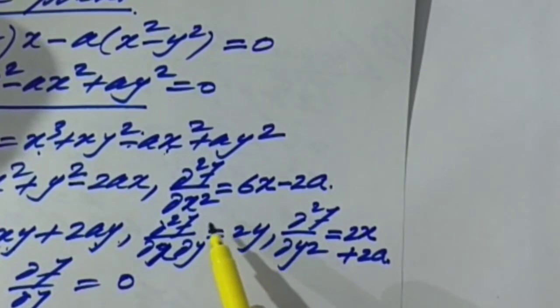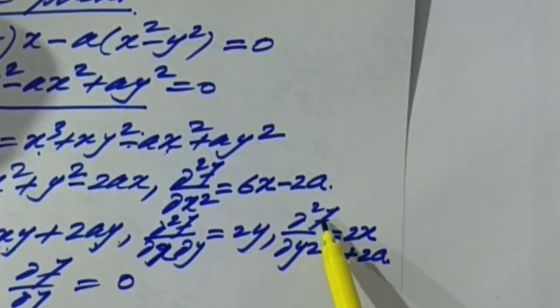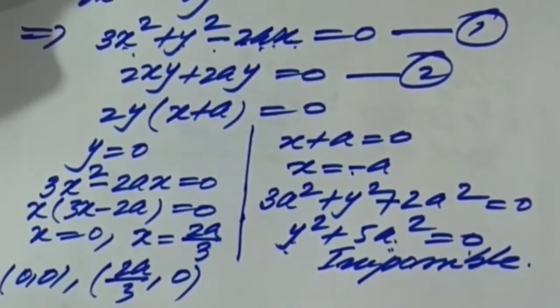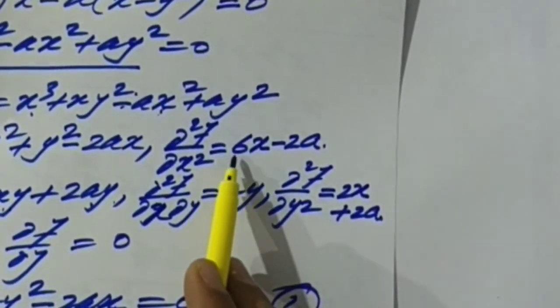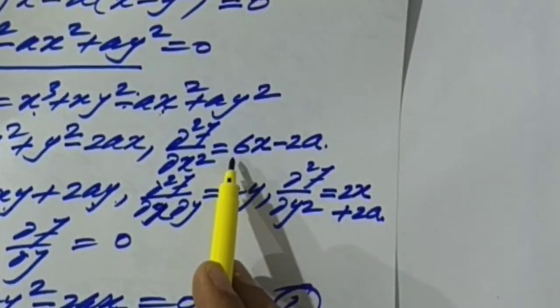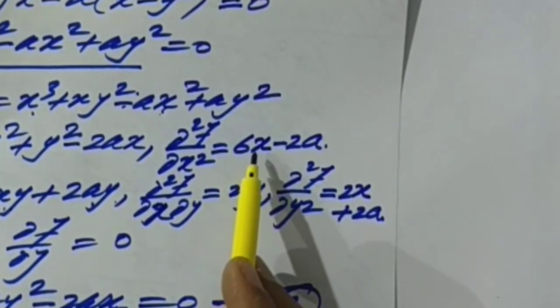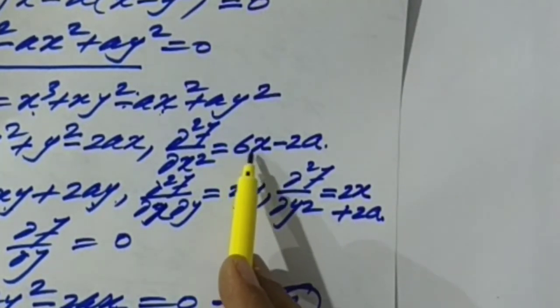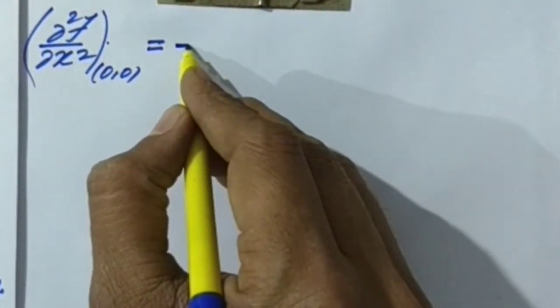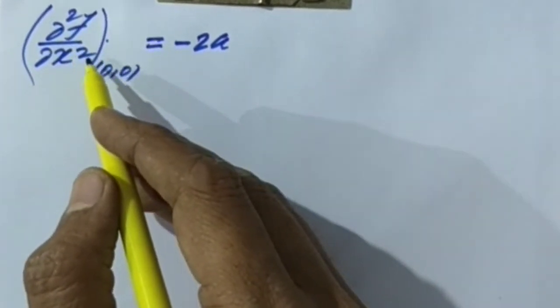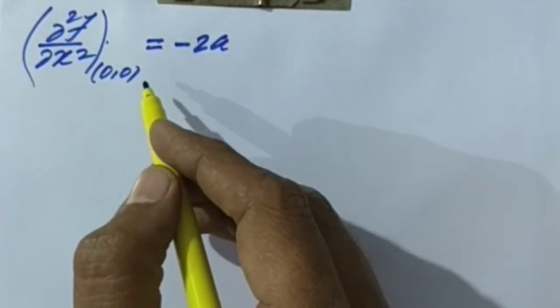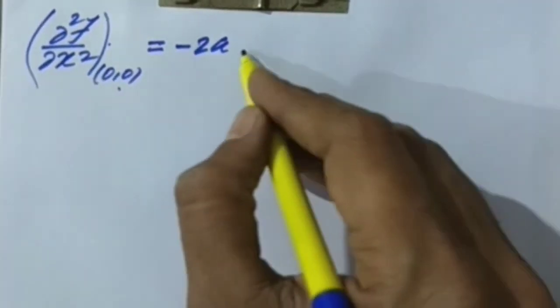Now we need to check the values of ∂²f/∂x², ∂²f/∂x∂y and ∂²f/∂y² at these double points to check their natures. First we check (0, 0), so we substitute x equal to 0, y equal to 0 in ∂²f/∂x², and that is equal to 6 into 0 minus 2a, that is minus 2a. So minus 2a is the value of the second order partial derivative ∂²f/∂x² at (0, 0).